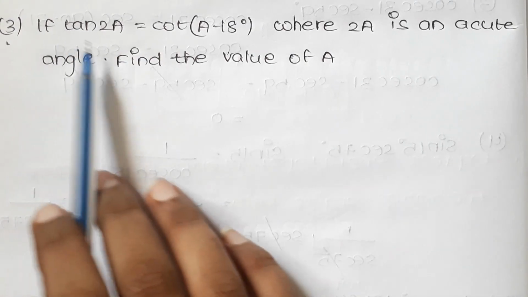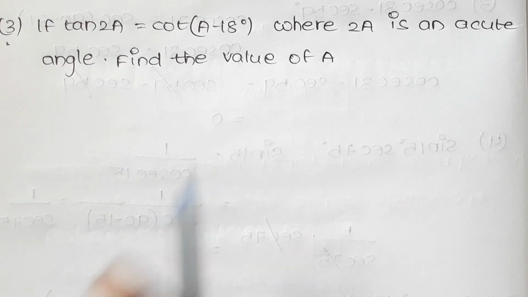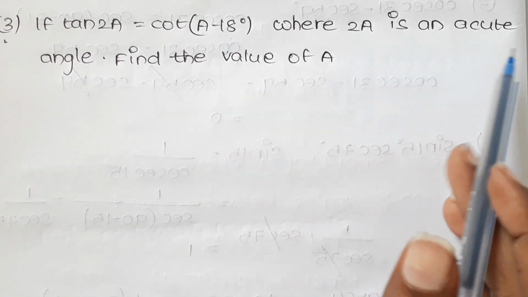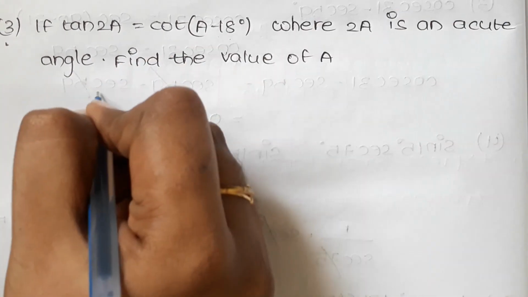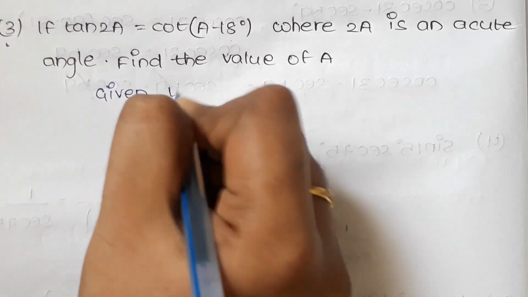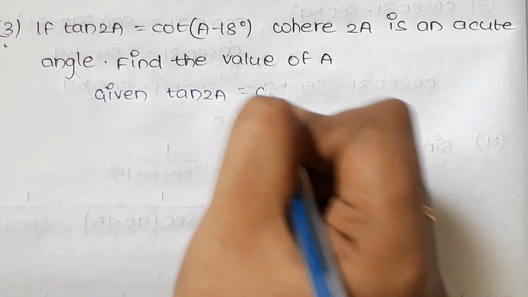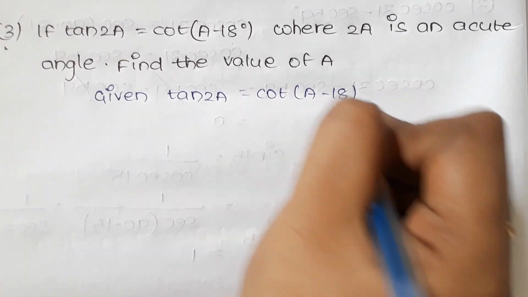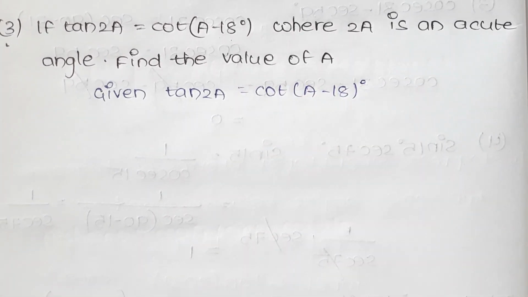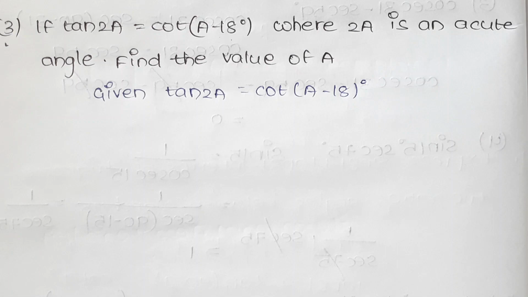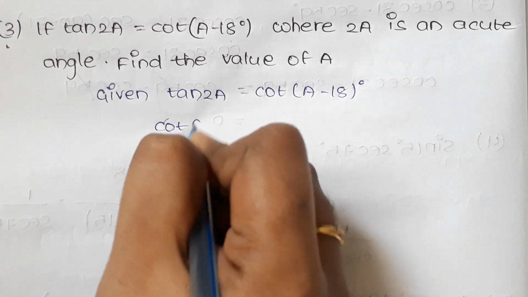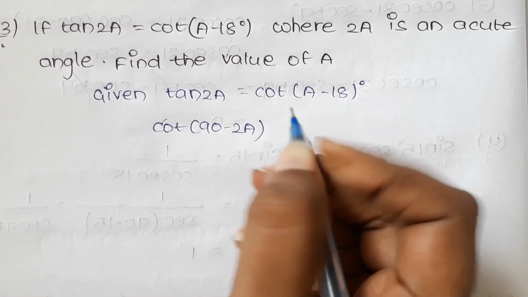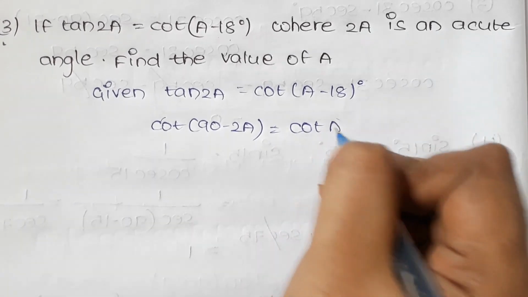Here, if tan 2a is equal to cot of a minus 18, where 2a is an acute angle, find the value of a. Here given tan 2a is equal to cot of a minus 18. Here tan 2a can be written as cot of 90 minus 2a, that equals cot of a minus 18.